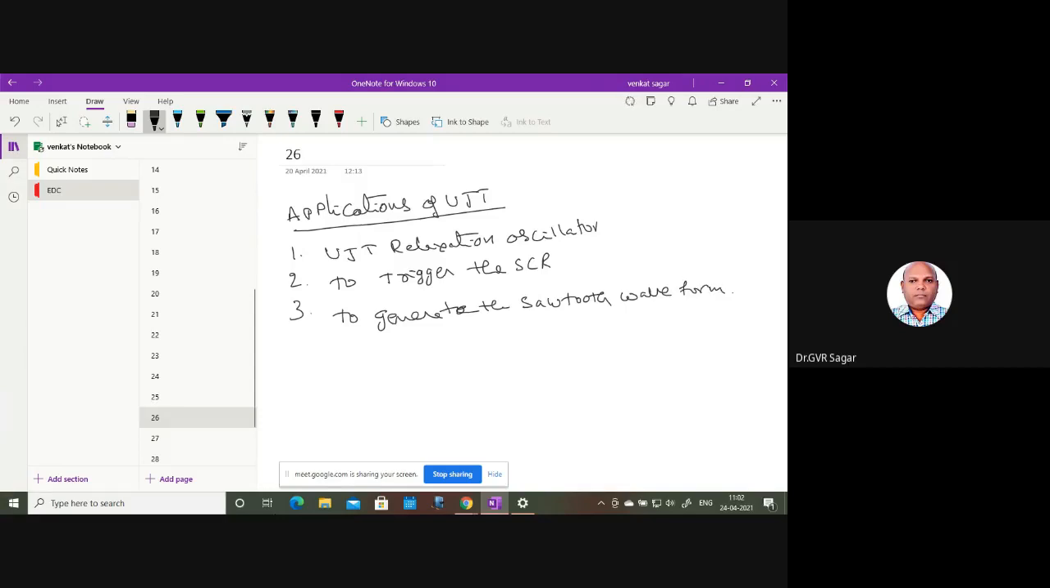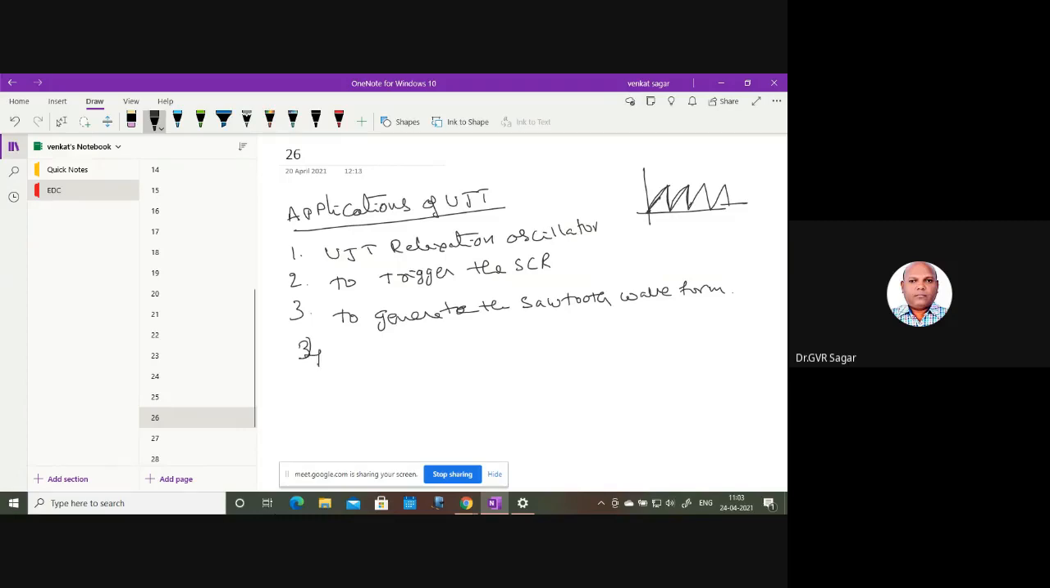We have already seen how the sawtooth waveform comes. It comes like this. So this circuit may be further modified, and it looks like this, it comes like this. We can convert this into a sawtooth by an additional circuit. You can use additional circuit components and make this into a sawtooth. That is one of the advantageous applications.